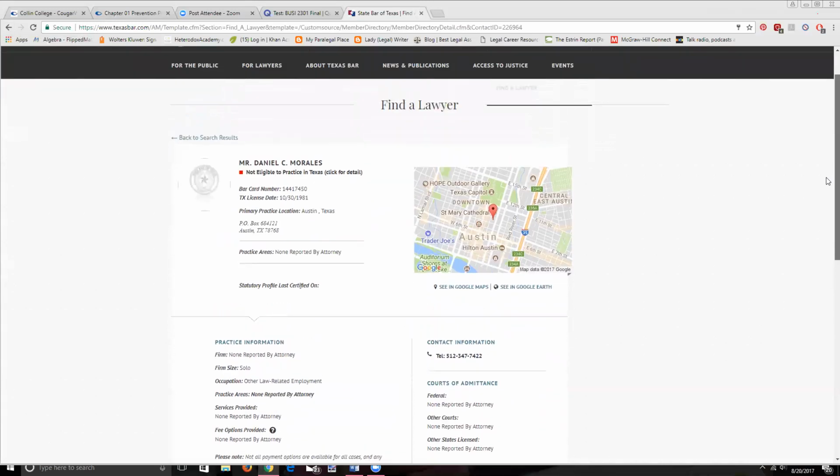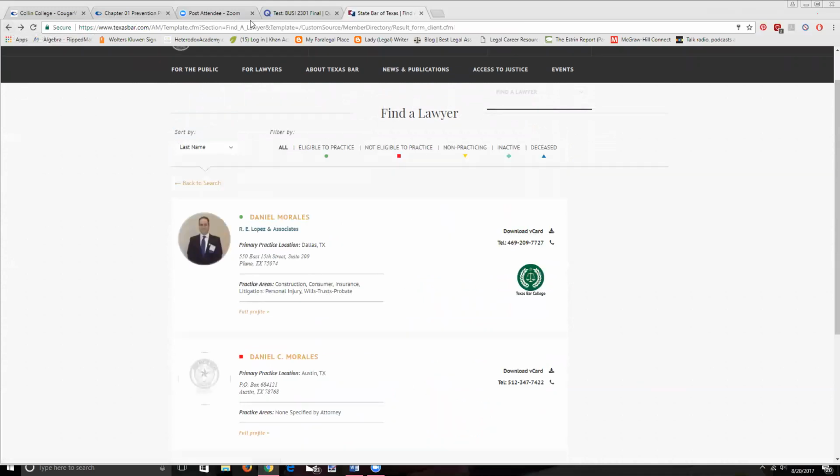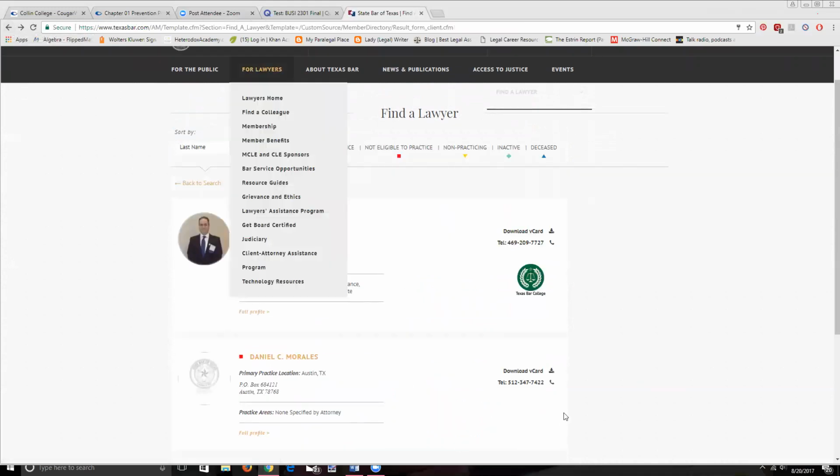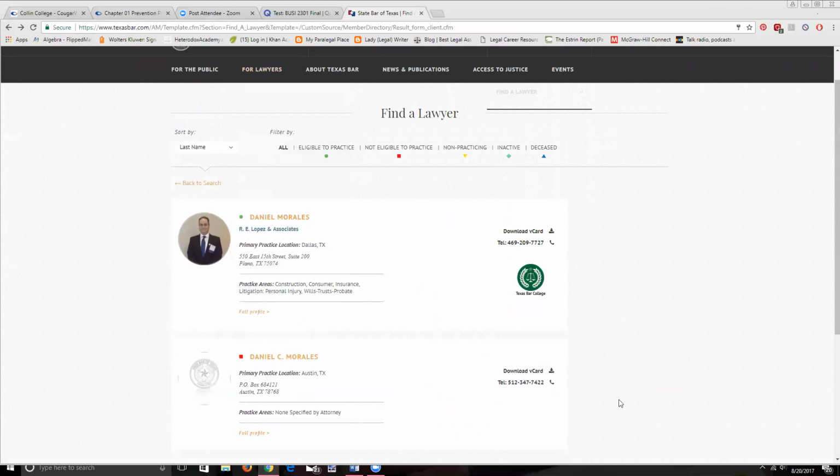So when you see a red box by a person's name, that indicates that they are not eligible to practice law at this particular time. So it's important always to check the names of attorneys in this database before you make a decision about who to hire and how to use their services.